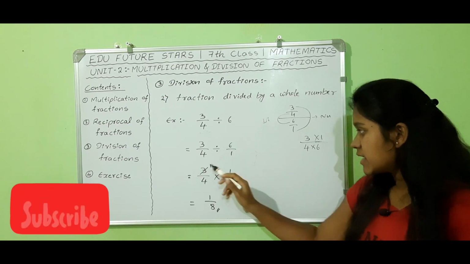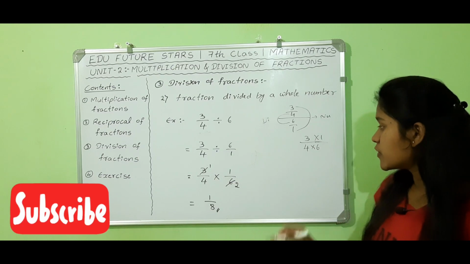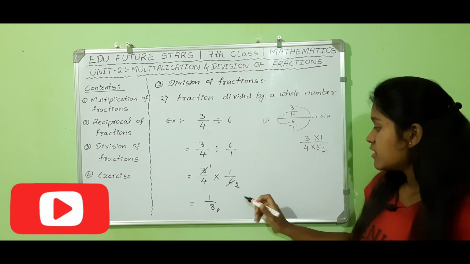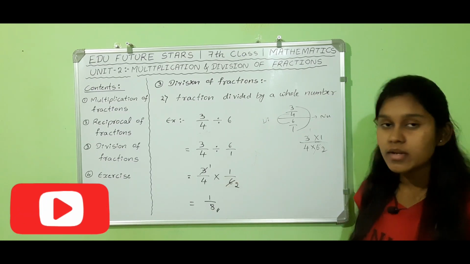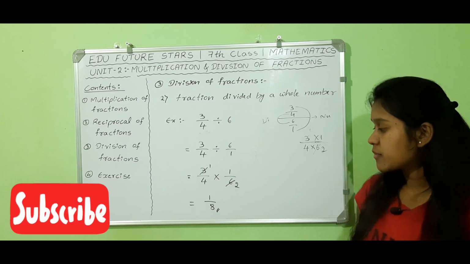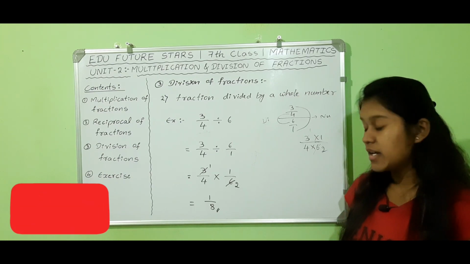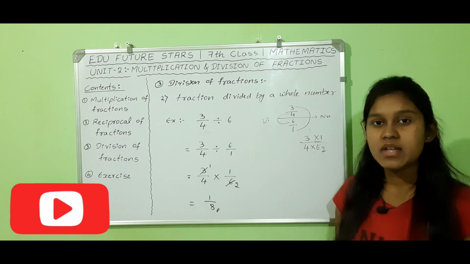Now we have cancelling terms, 3 ones are 3, 3 twos are 6, right? So here what we are getting, 1 into 1 is what? 1 in the numerator. 4 into 2 is what? 4 twos are 8, 8 is in the denominator. So this is the result, right?